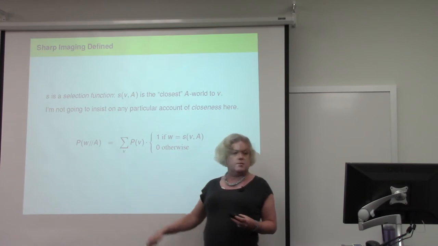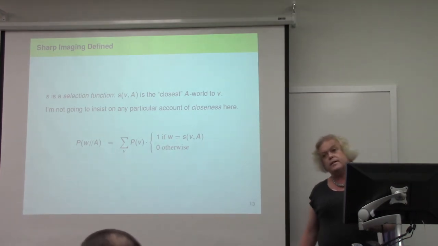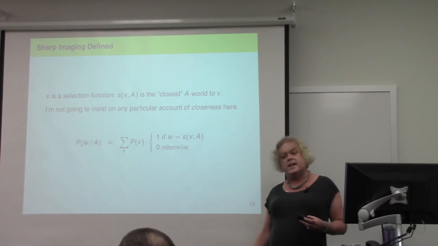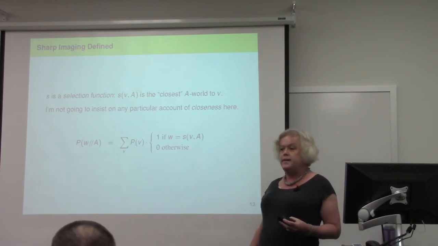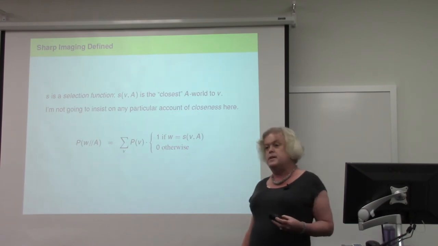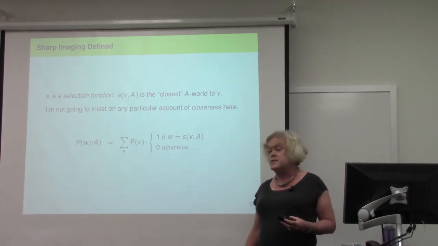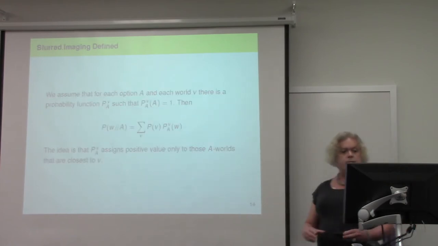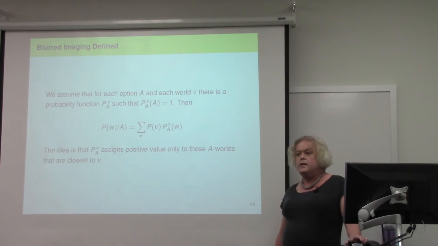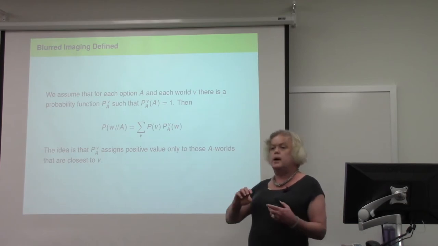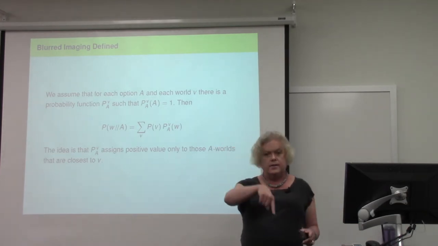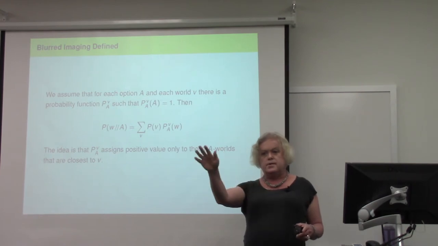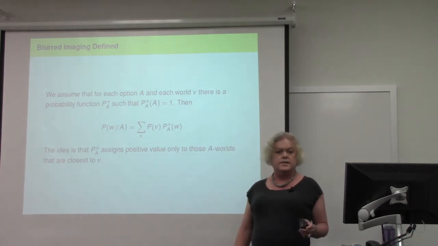It's the sum over all the various worlds V of the product of the prior probability that's assigned to world V, times one if W happens to be the closest A world to V, and zero otherwise. In fact, though, it's helpful to be a little bit more liberal about the way imaging works and allow that probability might be spread out from an origin world to a number of different A worlds that are perhaps jointly the closest to the original world.